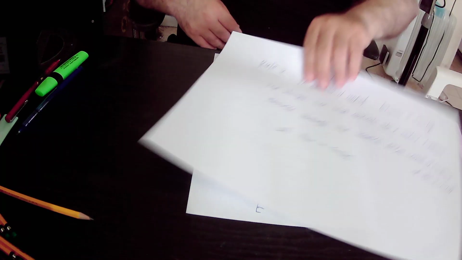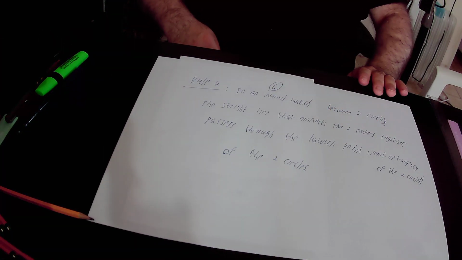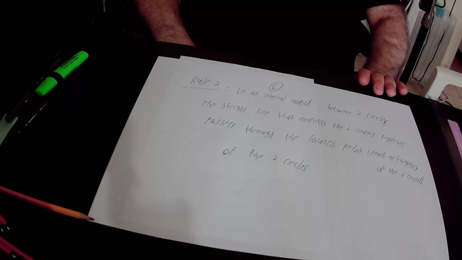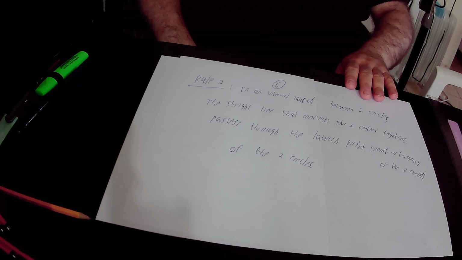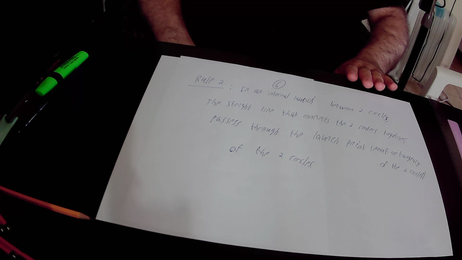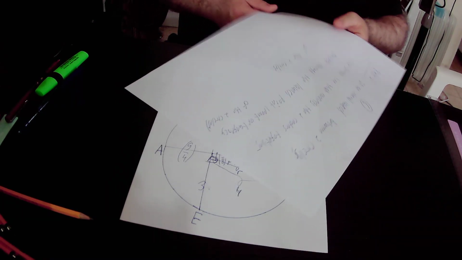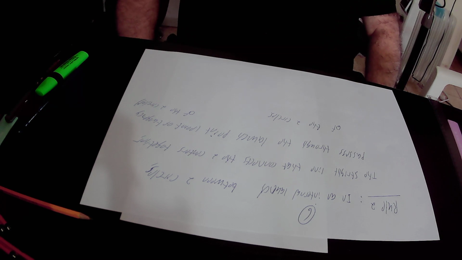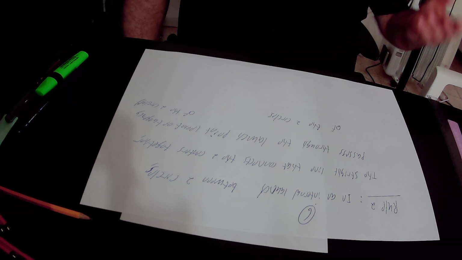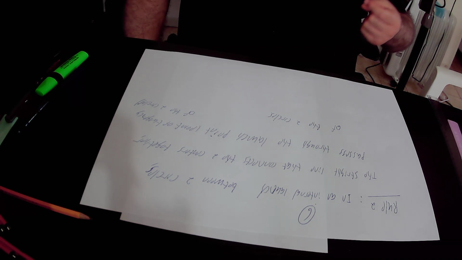Then I presented to you rule number 2. According to rule number 2, if there is an internal tangent between two circles, then the straight line that connects the two centers together passes through the tangent point of the two circles.